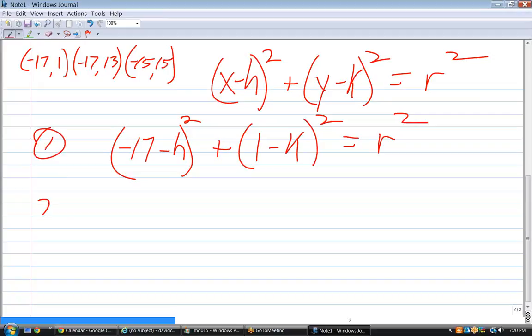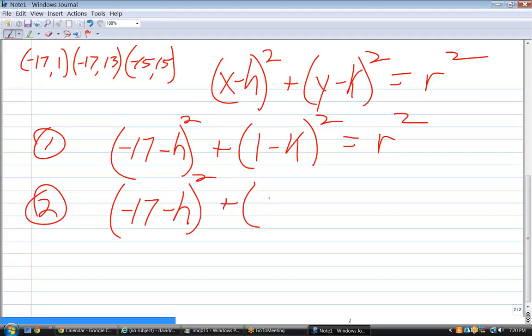What's equation number 2? Negative 17 minus h squared plus 13 minus k squared equals r squared. Okay. And that's not enough to solve it because I still have 3 variables and only 2 equations.